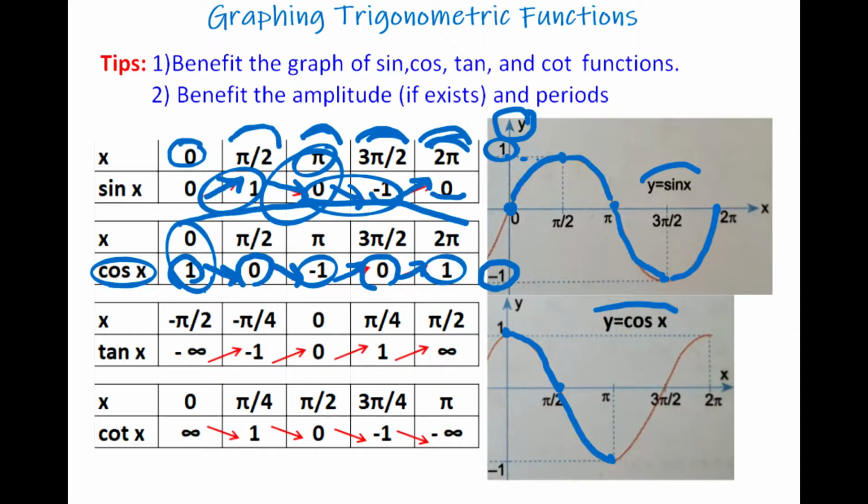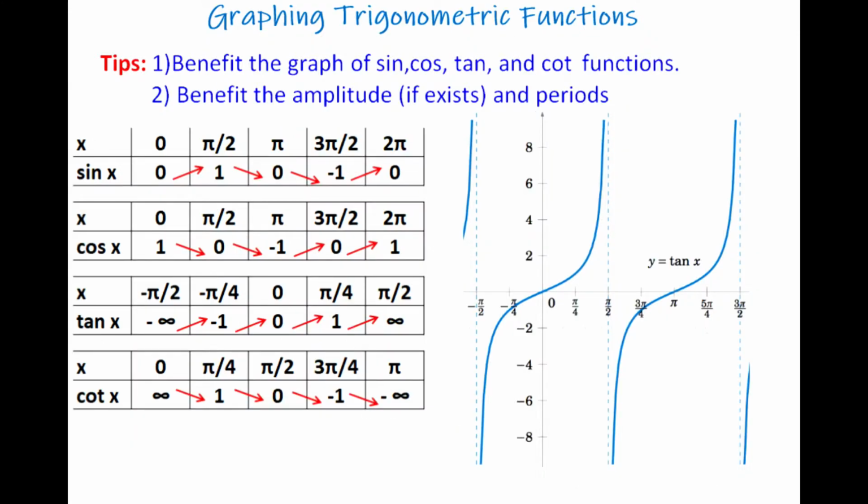For cosine 3 pi divided by 2, which is 270, right? And it's increasing because it's coming from -1 to 0. And from 0 to 1, again, it's increasing. So it is very important to know those values, guys, if you want to draw the graph of the trigonometric functions perfectly.